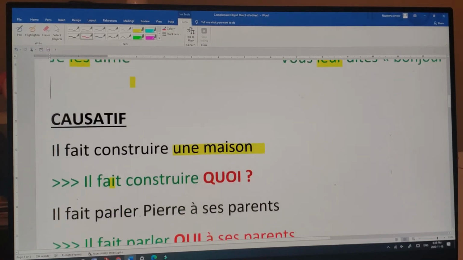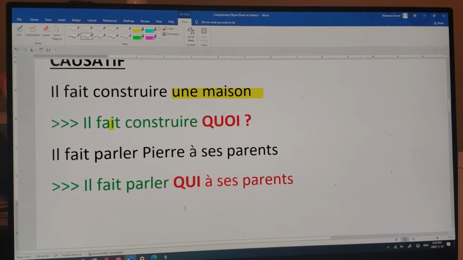Okay. Now let's look at the causative. An example of a sentence with a causative construction: Il fait construire une maison. He had a house built. If I want to know what kind of object a house is, direct or indirect, I ask: il fait construire quoi? What did he construct? The answer to the question quoi is une maison. So this is a direct object.